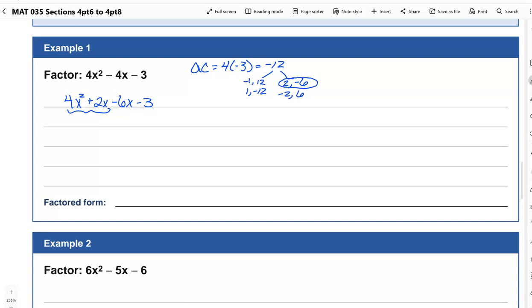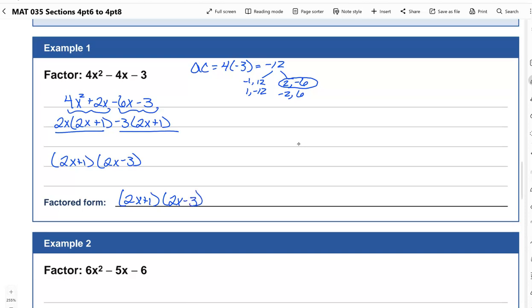We're going to group. The first two terms have a 2x in common, leaving us with 2x plus 1. The second two have a -3 in common, leaving us with 2x plus 1. And then now I can look at my groups. I have the group 2x plus 1 in common, leaving us with 2x minus 3. So this factors into 2x plus 1 times 2x minus 3.